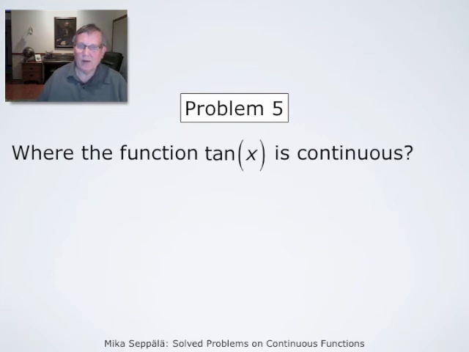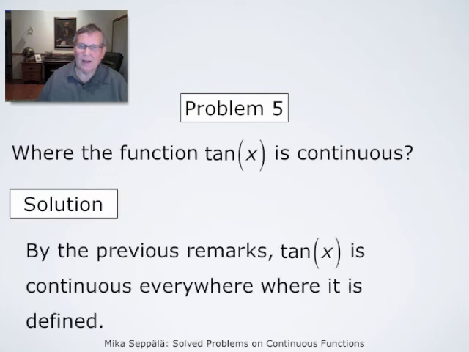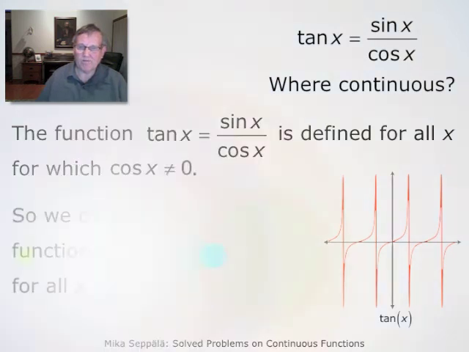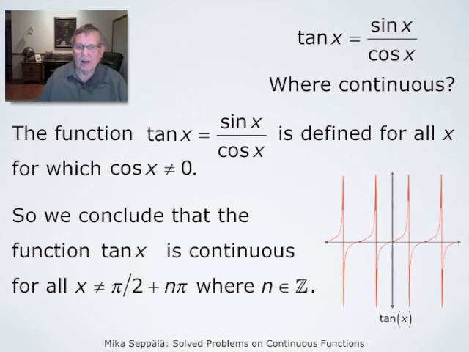Problem 5. Where is the function tangent of x continuous? Tangent is sine of x divided by cosine of x, and by previous remarks that we have done regarding continuity of functions, tangent is continuous everywhere where it is defined. So sine of x divided by cosine of x is defined whenever cosine of x is not 0. Therefore, this function tangent of x, sine of x divided by cosine of x, is continuous for all values of x which are not pi over 2 plus a multiple of pi.